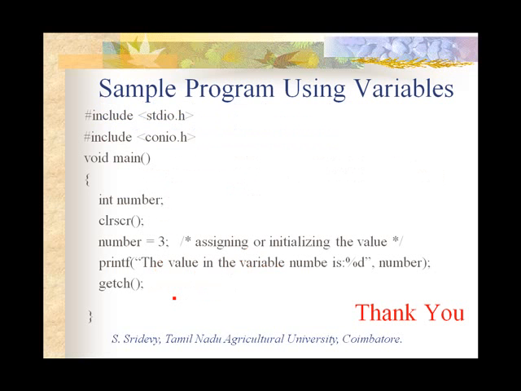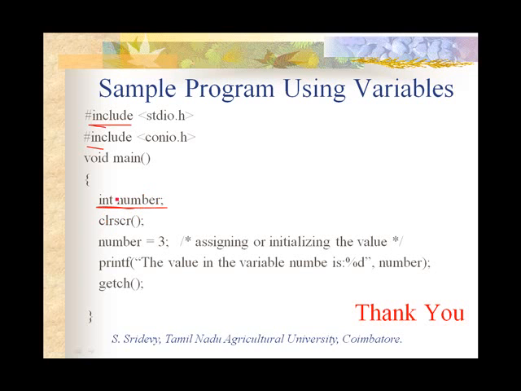Now let us see a sample program which uses a variable. As usual, you go for the compiler directives, include stdio.h, include conio.h, and you start the main function and start the body of the main function with the help of the flower bracket. Then declare a variable namely number, and the data type of this variable is integer.